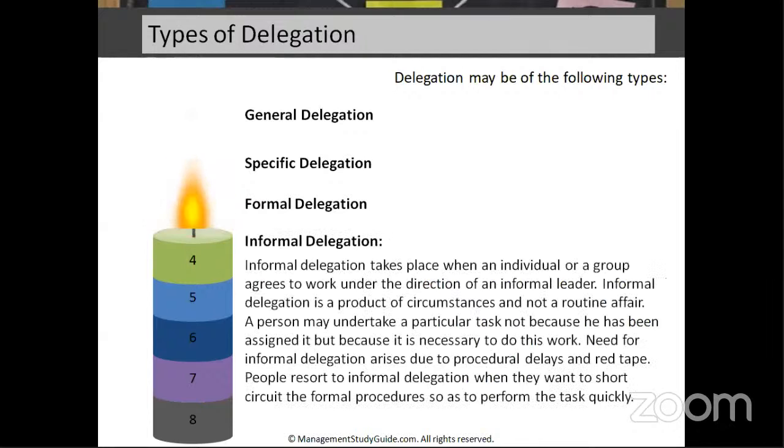Then we have the informal delegation. Informal delegation takes place when an individual or a group agrees to work under the direction of an informal leader. Informal delegation is a product of circumstances and not a routine affair.